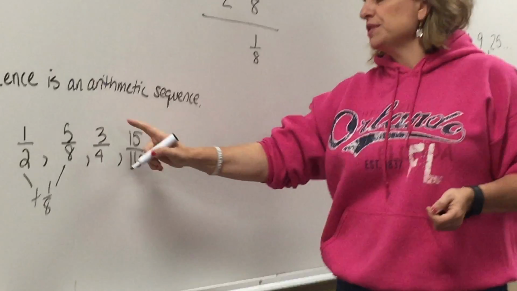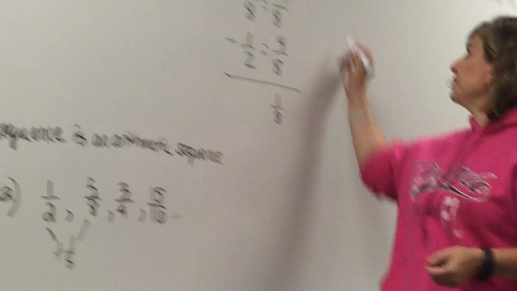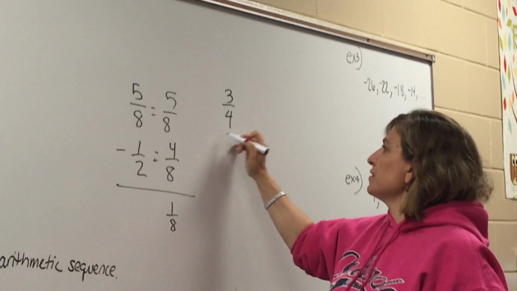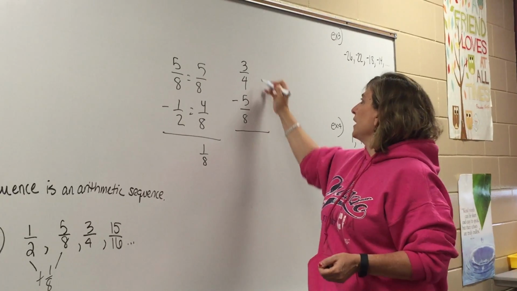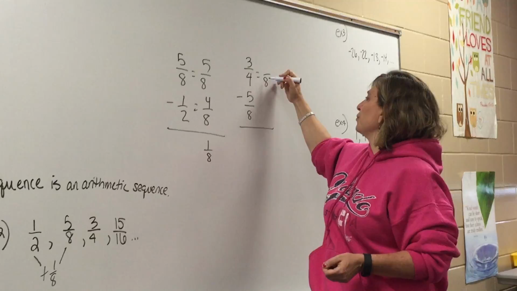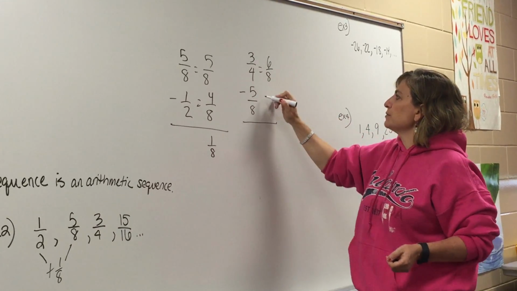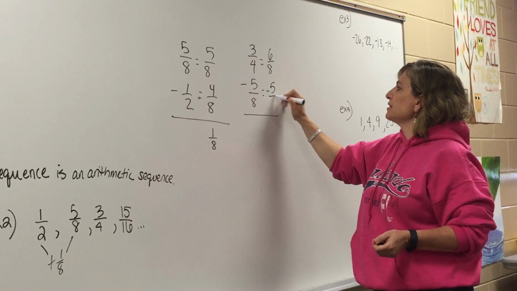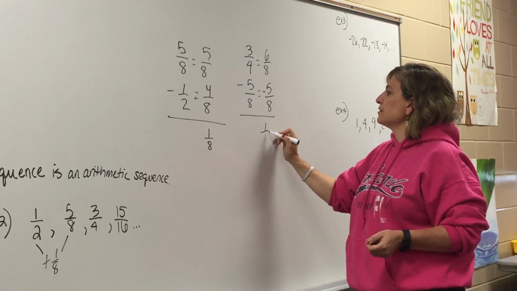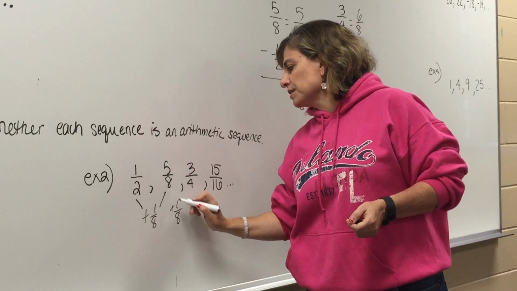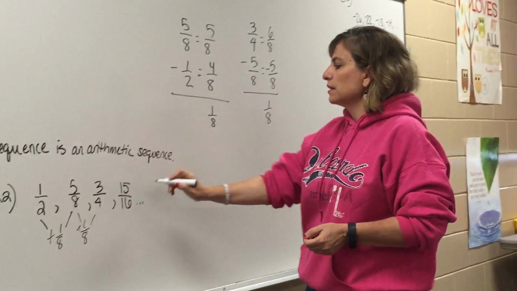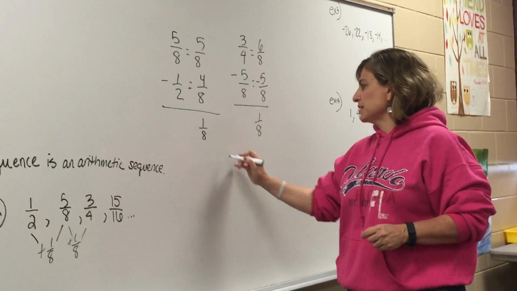Now again, I would have to subtract 5/8 from 3/4. So I'm going to do 3/4 minus 5/8. I have to find a common denominator. 4 times 2 is 8, so 3 times 2 is 6. So I'm doing 6/8 minus 5/8, which is also 1/8. So I know so far this looks like an arithmetic sequence. Let's do the next one, 15/16.